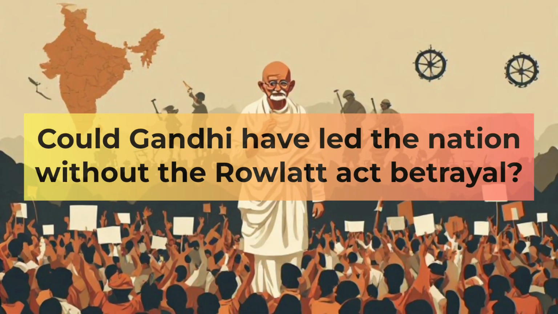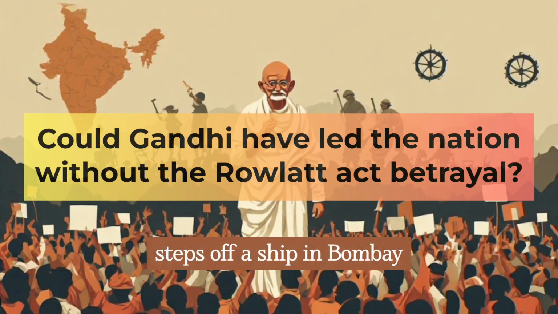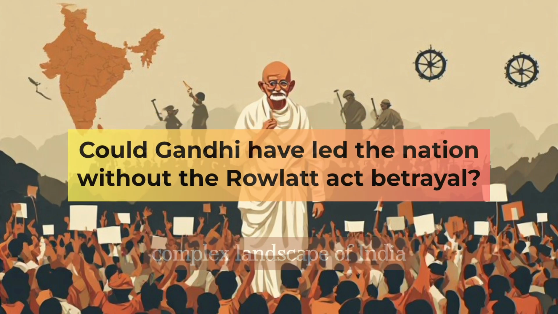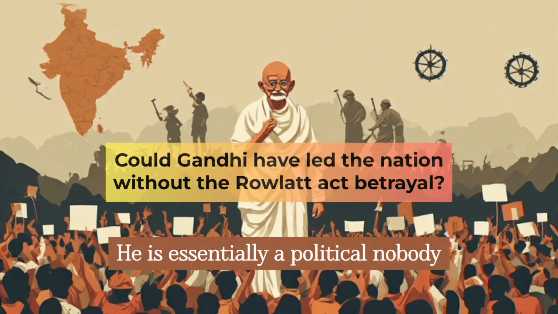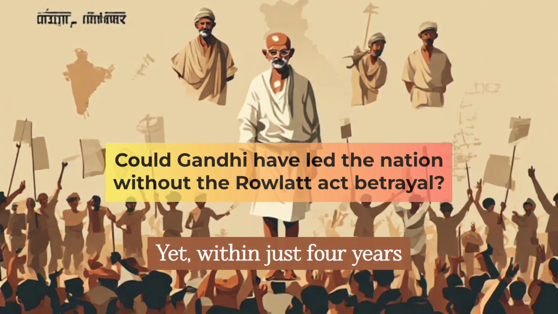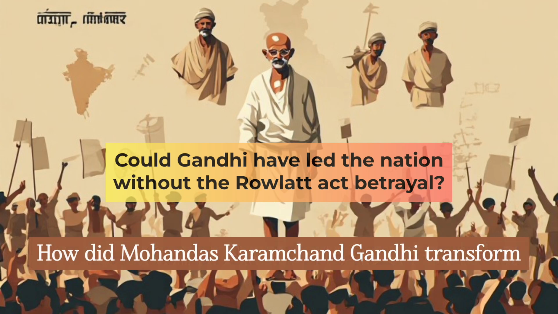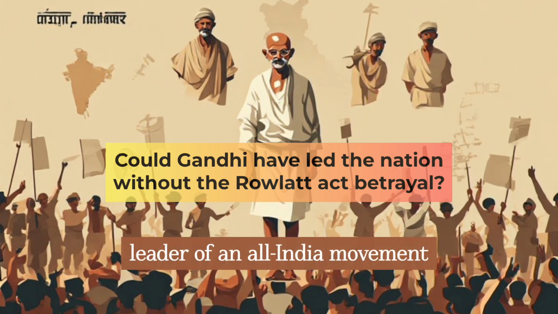Picture this. It is 1915 and a 46-year-old lawyer steps off a ship in Bombay. He has a reputation from South Africa, sure, but in the vast, complex landscape of India, he is essentially a political nobody. Yet within just 4 years, this man would hold the pulse of the entire subcontinent. How did Mohandas Karamchand Gandhi transform from a regional activist into the undisputed leader of an all India movement?